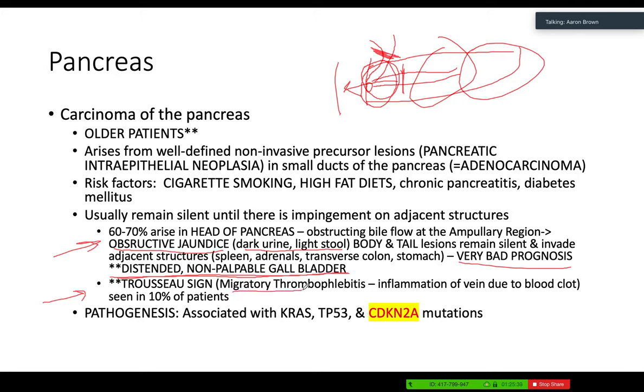So this is a migratory thrombophlebitis, inflammation of a vein due to a blood clot, seen in about 10% of patients. Okay. So this type of patient will come to the ER because all of a sudden they have a very dark leg, right? They've had a thrombus in one of their deep veins of their leg, and now their whole leg is turning dark colored. They're having a lot of pain there, and then it resolves.